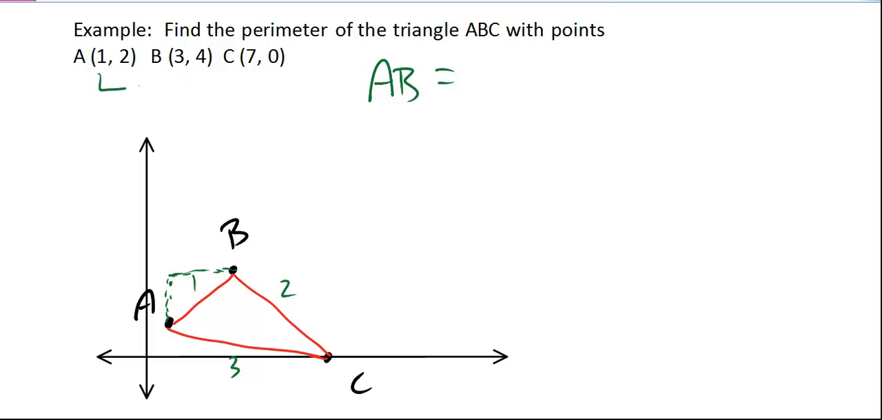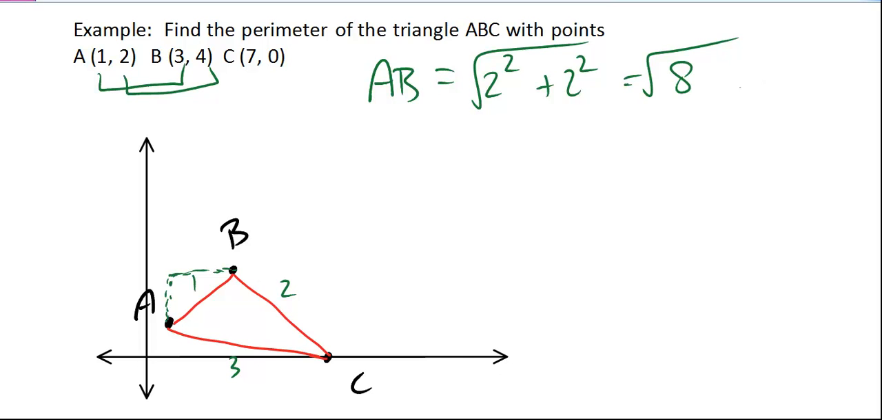I know that the length of the first leg is just going to be the distance between the x-coordinates here, between 1 and 3, which is obviously 2, squared. The difference between 2 and 4, which is the y-coordinates, is 2, squared. So AB needs to be the square root of 2 squared plus 2 squared, which is 8, which simplifies to 2 root 2. So let's go on to BC.